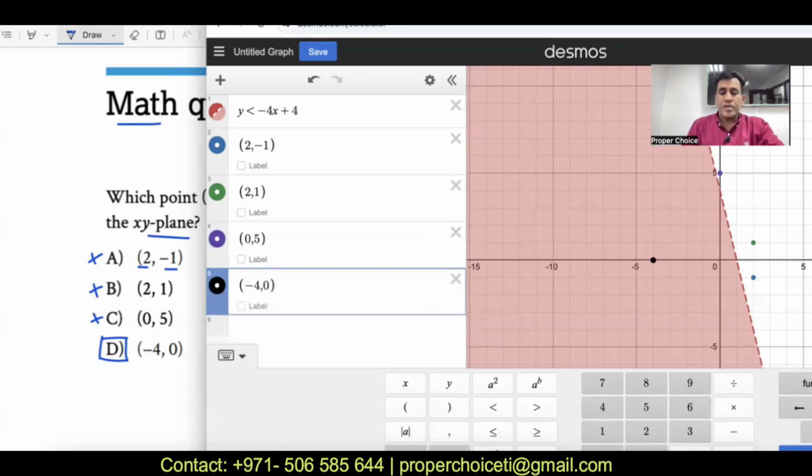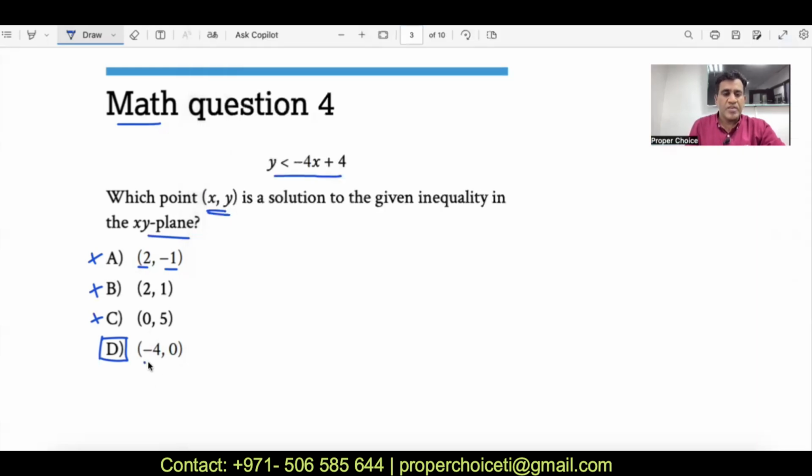What I can observe is that the region where this point is lying is in the shaded part of the graph. So any point lying on the shaded part, regardless of where it is, will be a solution to the graph of the inequality, and all others are outside of that shaded region. So this is the right answer.